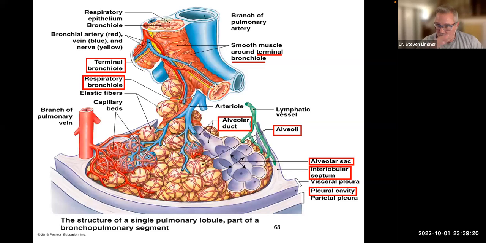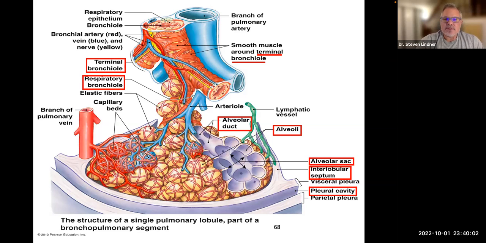So if we look and we blow that section up, here's a terminal bronchiole. And once we move distal to that, we have a respiratory bronchiole. The respiratory bronchiole, we'll see if we follow this, leads into the alveolar duct. And then the alveolar duct leads into this alveolar sac. Each of these here, this is an alveolus. Each of these is an alveolus. Okay, this entire thing is an alveolar sac.